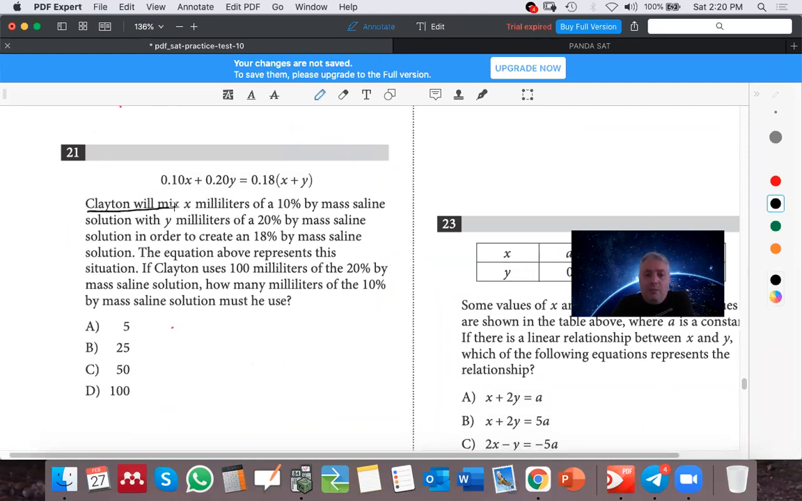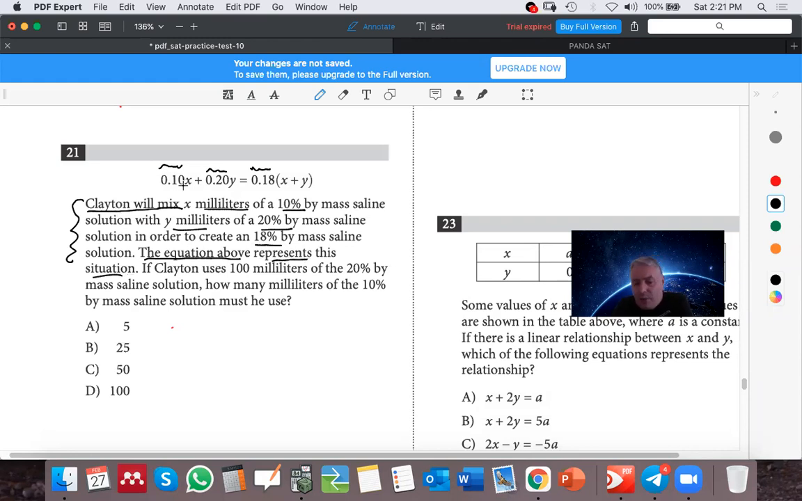Clayton will mix X milliliters of 10%, so this is 10, this is 0.10, by mass saline solution with Y milliliters of 20%. So this is now 20% saline solution in order to get 18%. So this is now 18% by mass saline solution. The equation above represents this situation. What is given here is actually not important for me. Why? The equation represents this case.